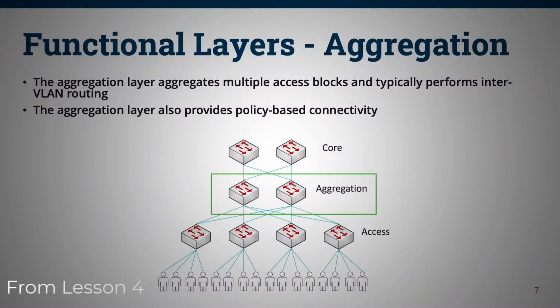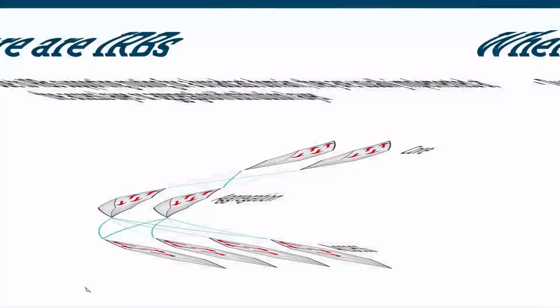In a switched access design, where the links between the access layer and aggregation layer are switched trunks, as opposed to routed layer 3 links, the aggregation layer is where inter-VLAN routing occurs.